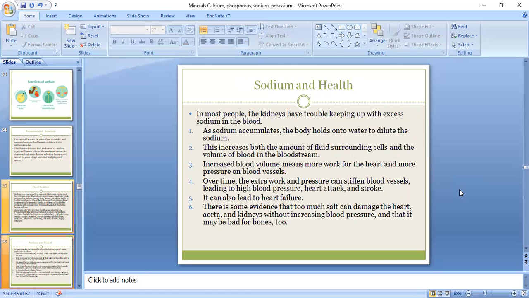Now sodium and health. In most people, the kidneys have trouble keeping up with excess sodium in the blood. As sodium accumulates, the body holds on to water to dilute the sodium. This increases both the amount of fluid surrounding the cells and the volume of blood in the bloodstream. Increased blood volume means more work for the heart and more pressure on the blood vessels. Over time, the extra work and pressure can stiffen the blood vessels, leading to high blood pressure, heart attack, and stroke. It can also lead to heart failure. There is some evidence that too much salt can damage the heart, aorta, and kidneys without increasing blood pressure, and that it may be bad for bones too.